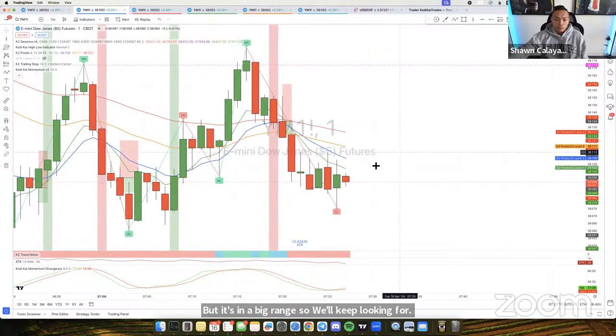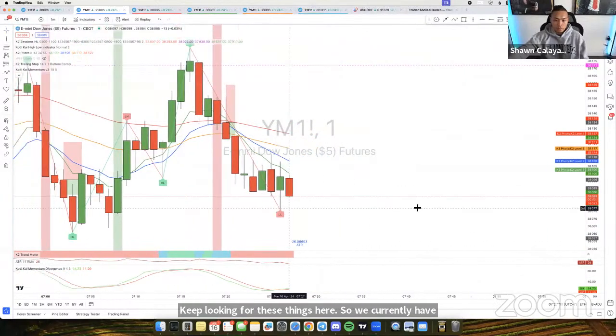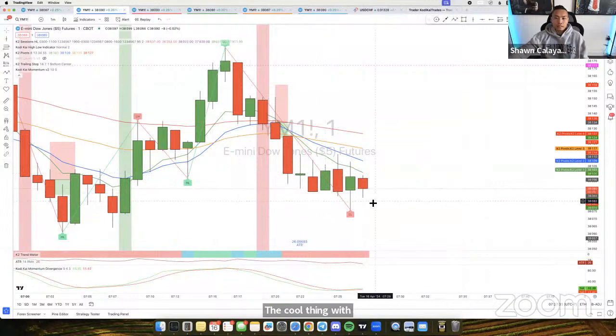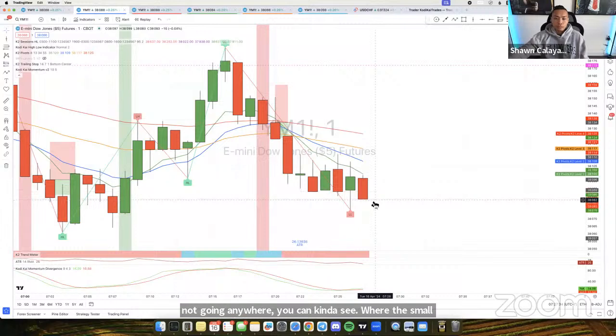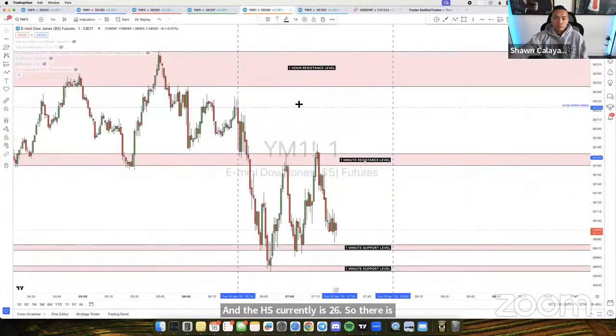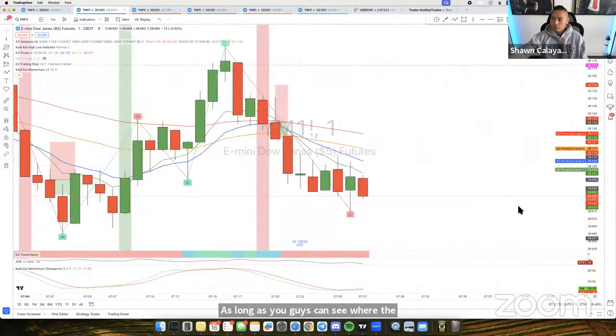So we currently have a bullish divergence. This is going to confirm a retracement. If the divergence shifts below again, like I said earlier, this could confirm that price is likely to continue falling even lower. The cool thing with this divergence is that even though the market's not going anywhere, you can see where the small directions are pushing. And the ATR is currently 26, so there is some movement here. There just isn't any direction. But on the clean chart, it's hard to work with, as long as you can see where the shorter term direction is.